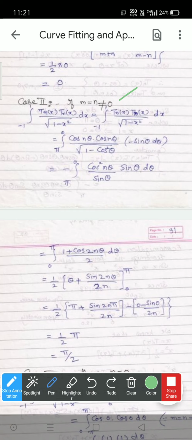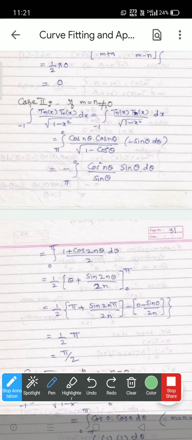If m is equal to n, which is not equal to 0, then the integration from -1 to 1 of Tm of x into Tn of x divided by square root of 1 minus x square dx is equal to the integration from -1 to 1 of Tn of x into Tn of x, since m is equal to n. Therefore, instead of m, we write n. So Tn of x is equal to cos of n theta. This is cos of n theta divided by square root of 1 minus cos square theta, and dx is equal to minus sine theta d theta.